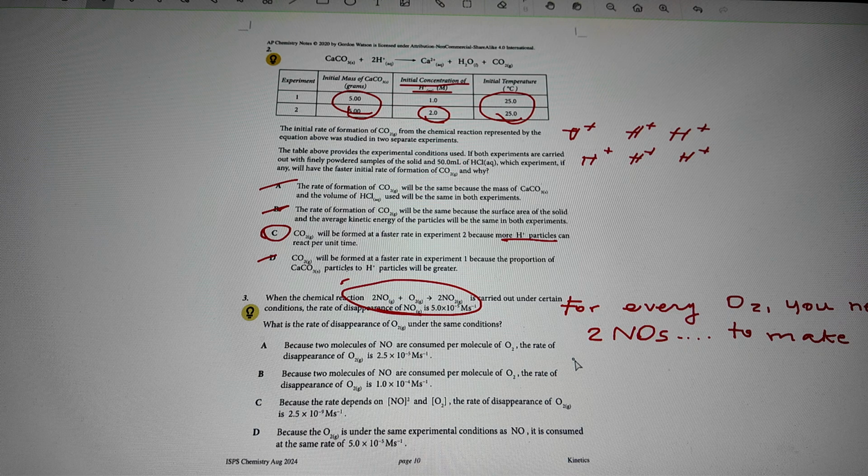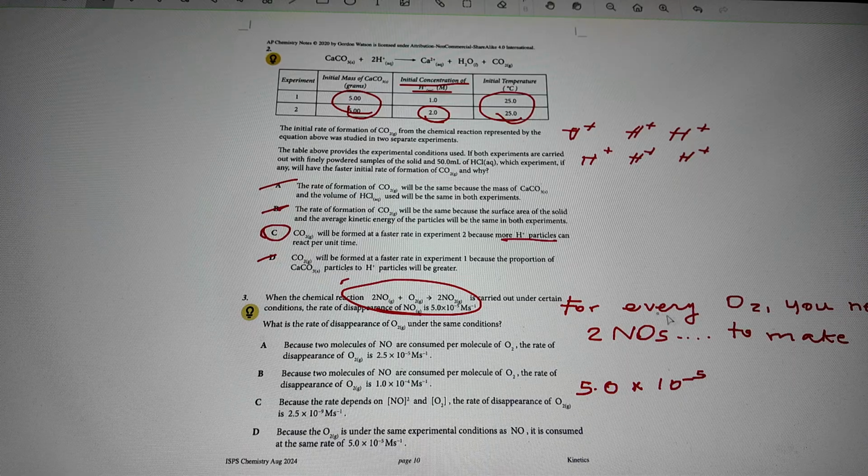So if we know that the disappearance of NO by itself is 5.0 times 10 to the negative 5, right? So this one disappears twice as fast, because for every one O2, we lose 2. So this one goes twice as fast, so O2 would be half as fast.